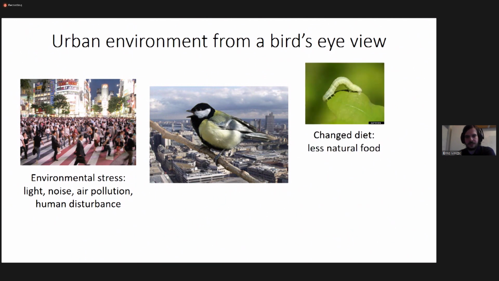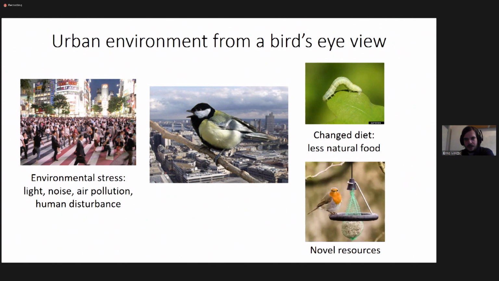And also the available diet is very different in an urban habitat compared to a natural habitat. A lot of the food items, for example, insects, might be less abundant in urban areas compared to more natural or rural areas. However, urban habitats also provide a lot of novel resources. Bird feeders are a classic example, but also a lot of other types of anthropogenic resources that they can access.